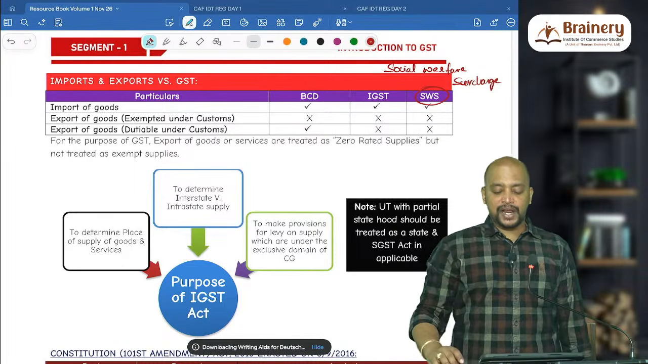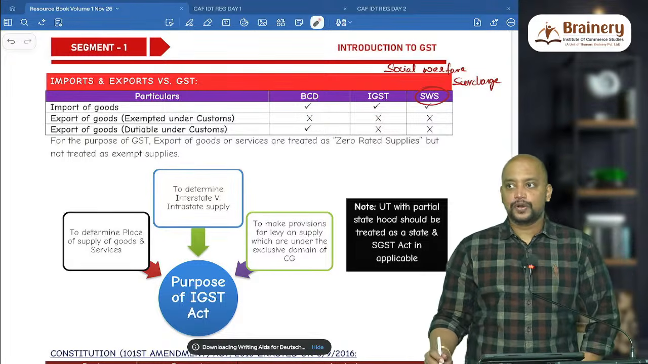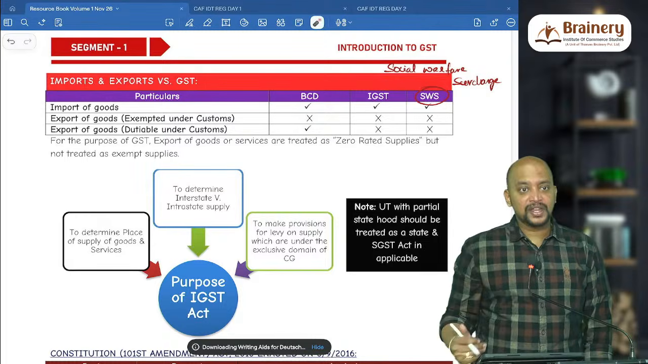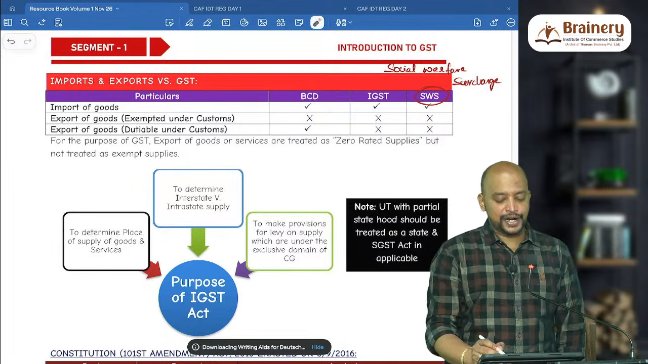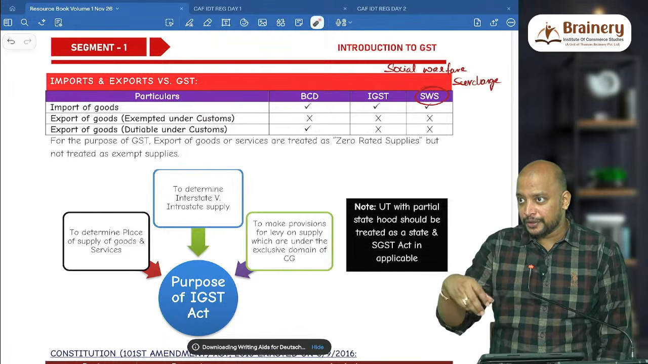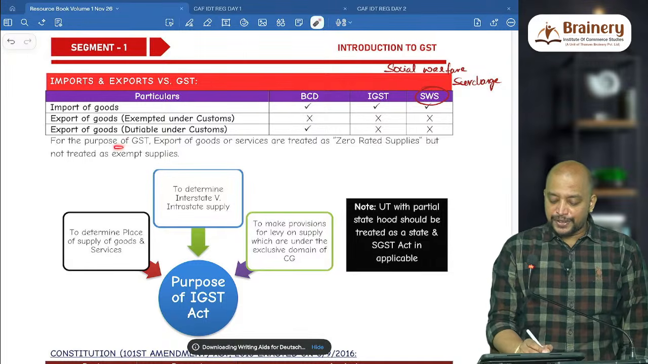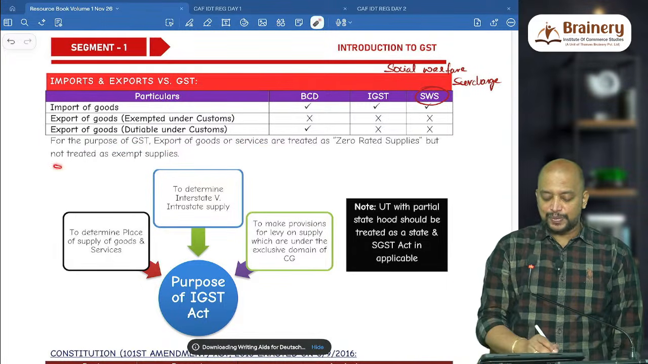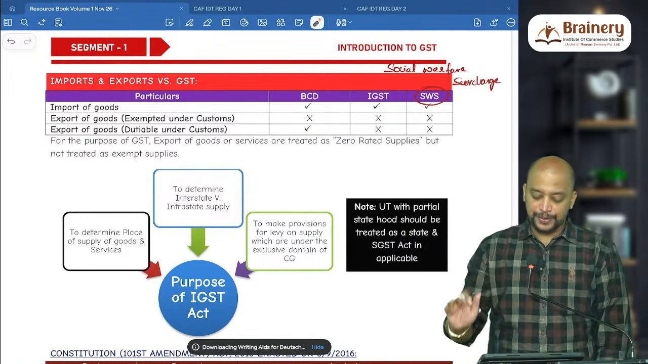So on import, what is it? We have basic customs duty, IGST and social welfare surcharge. Got it? And we have others also, but I wanted to just convey to you that there is IGST. On export of goods, basic customs duty not there, social welfare surcharge not there, but IGST is there, but the benefit will accrue, because of it the burden will become 0. Got it? For the purpose of GST, export of goods or services are treated as 0 rated supplies but not treated as exempted. 0 rated. So I told you the burden will become 0.